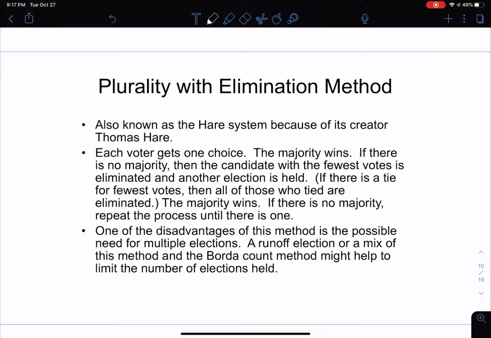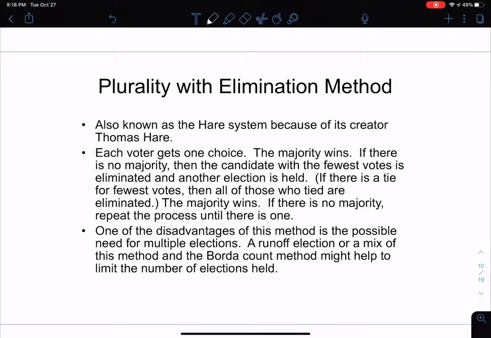So one of the disadvantages is the possible need for multiple elections. You can think about, if we were trying to do this for President of the United States, that could be a real issue. Because how many people who voted the first time might not be able to vote the second time, or vice versa. It's a lot of time and effort and money. So that's too large of a scale of a voting situation to do something like this. Something smaller, though, it might be fine.